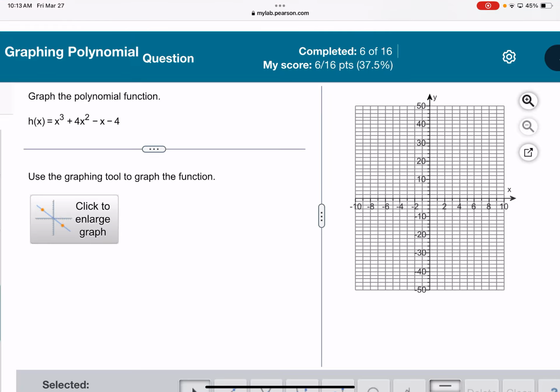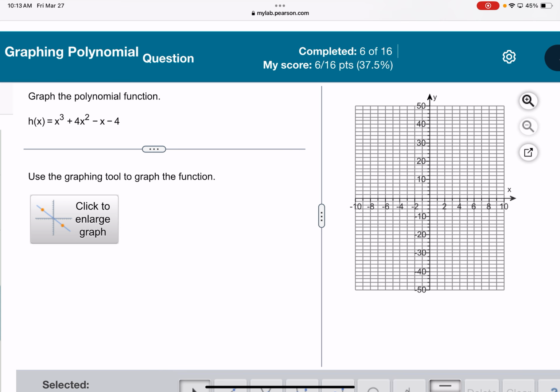Which is the same thing I would get if I added 1 over and took the square root of 1. I would get plus or minus 1, because the square root of 1 is 1. Good? Okay, so I have 3 zeros.